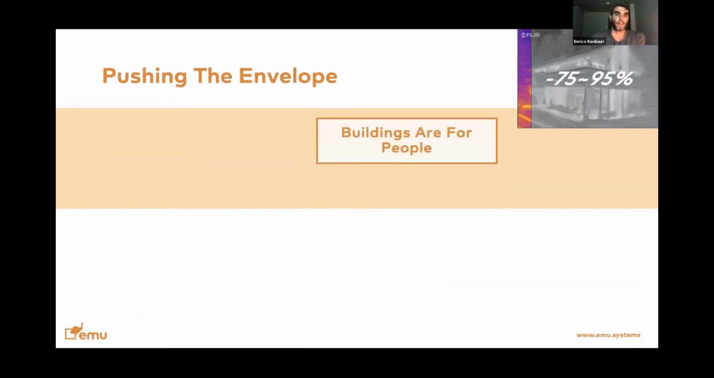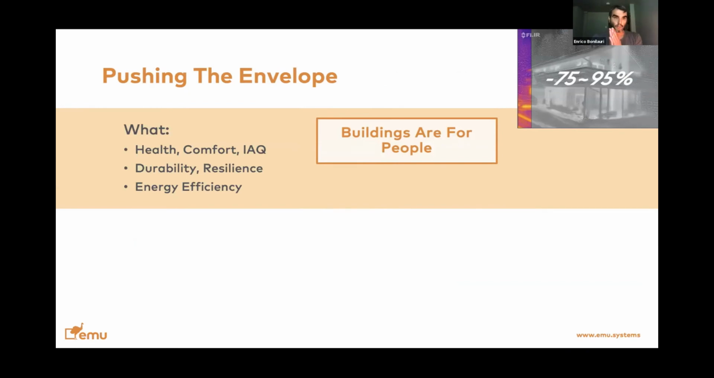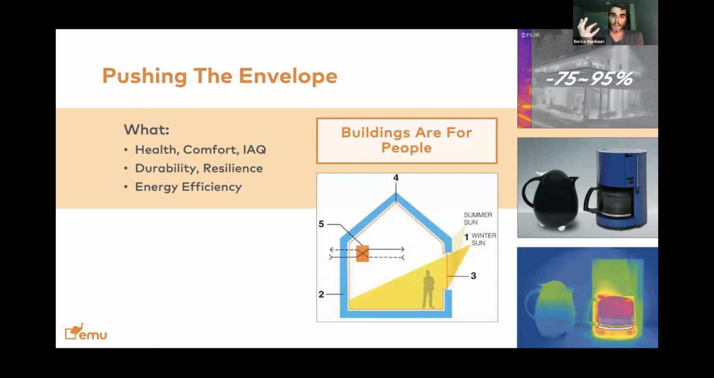So pushing the envelope, the goal is to create buildings that are very suitable, comfortable, and healthy for people. We want to have health, comfort, high indoor quality, durability, and resilience. We'll see later today what that means. And on top of that, we want to have energy efficiency. But the primary goal of buildings is to shelter people. We do that by addressing how the building is built. The photo in the middle on the right-hand side shows a traditional coffee pot that is made of glass, uninsulated, and it is supplied with heating constantly.